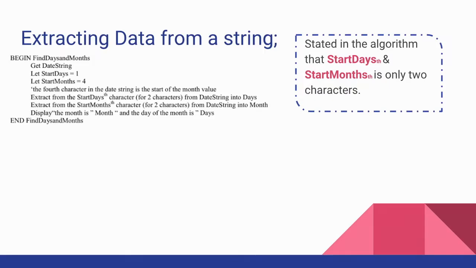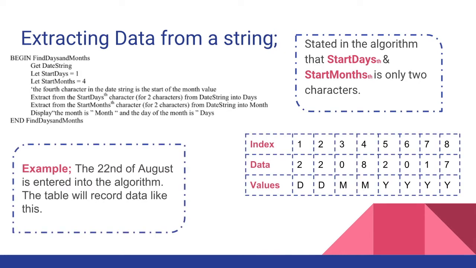Looking at this algorithm, it extracts data similar to the table from the previous slide, but is only finding the days in the month. This states that both days and the months will only have two characters, the two Ds and the two Ms. So if we were to put a date in, such as the 22nd of August, 2017, it will be written as 22082017. By putting this into a similar table as the last slide, we can see what is being recorded within the value sections.